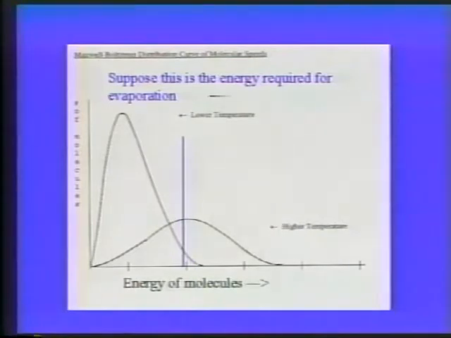Now, suppose this is the energy required for evaporation. Do you see that at the lower temperature, very few of the molecules have enough energy to evaporate? But at the high temperature, a lot of molecules have the energy to evaporate. Therefore, evaporation is going to occur more rapidly at a higher temperature than at a lower temperature, as well shown by the Maxwell-Boltzmann distribution curve. So remember, as the temperature increases, more molecules have the energy to become a vapor.